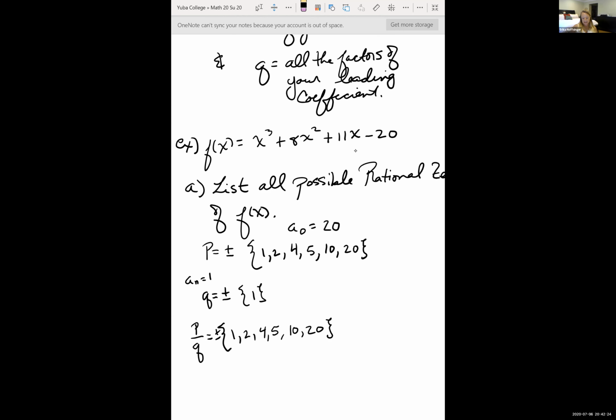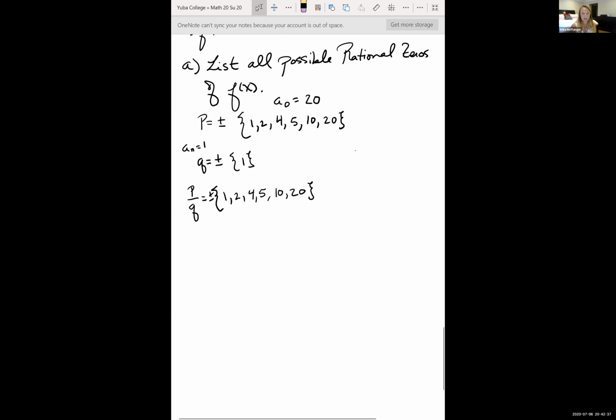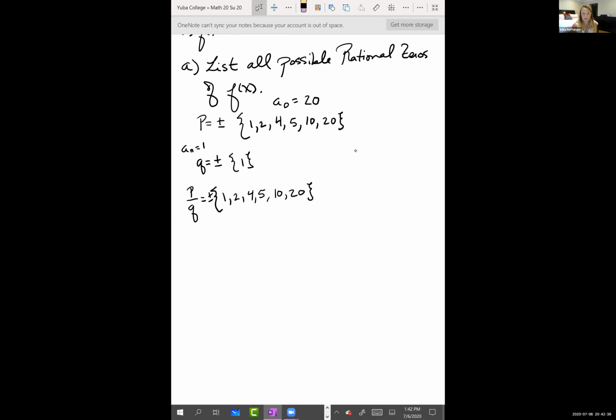So in this case, it just happened to be plus or minus factors of our constant. So we'll list all the rational zeros. If it has a rational zero, it would be one or more of these numbers, but it would not fall outside of this set. So 3 could not be one of the rational zeros because it's not in this set. So we've limited an infinite number to a finite number.